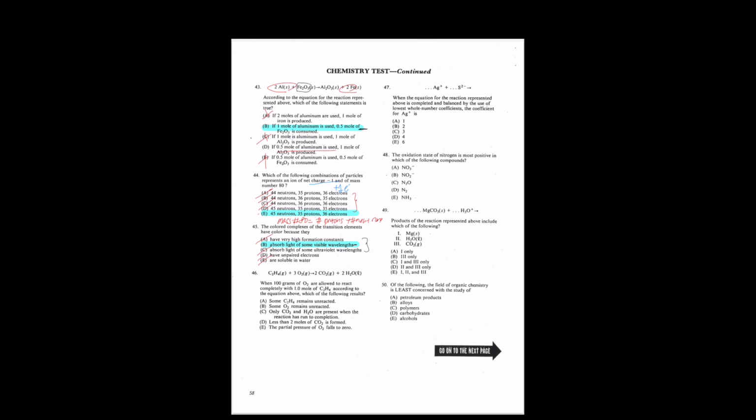46. When 100 grams of O2 are allowed to react completely with 1 mole of C2H4 according to the equation above, which of the following results? Okay, so for this question, let's form an ice table.